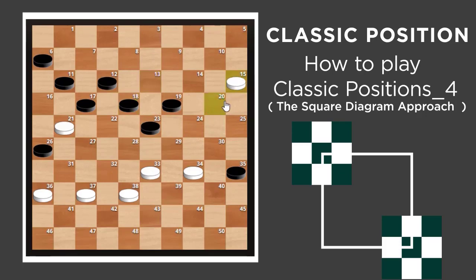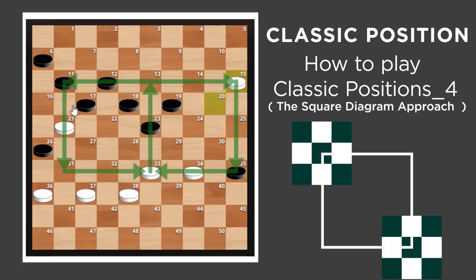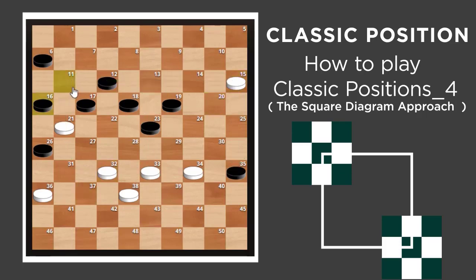Black will respond by playing 11-16. Again, if we draw the square diagram, we see the position at 11, or the square at 11 here, is surrounded by 6, 7, 17, and then 16. So black can play 11-16. So white will have to defend the piece at 21 by playing 37-32.